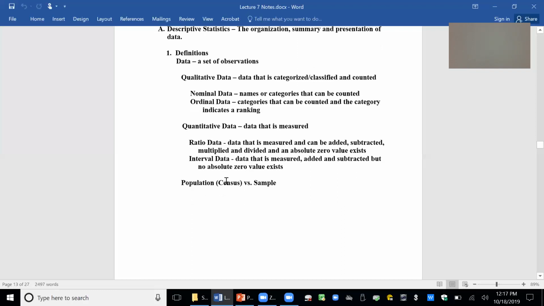Census is when we go out and ask everybody in the population a question. We try to do one of those every 10 years. We don't do it very successfully because the people are moving targets. Some of them don't want to be polled. They don't want to have the census taken.